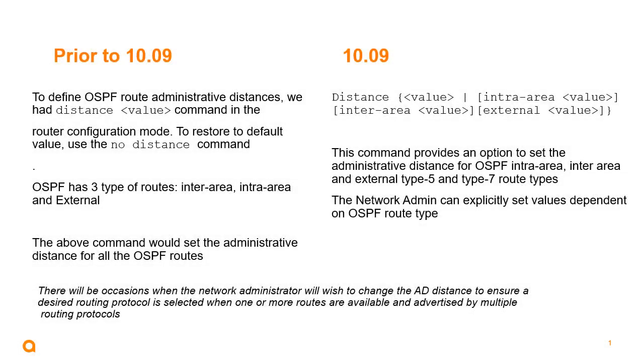To summarize the change, prior to 10.09, we could change the admin distance within OSPF, but only for all OSPF route types. Moving forward with release 10.09, we can change the admin distance, but we can also discriminate between the type of OSPF route. So we can discriminate between intra-area routes, inter-area routes, and external OSPF routes. The external OSPF routes will be the external type 5 and 7 routes redistributed into OSPF from another external process.